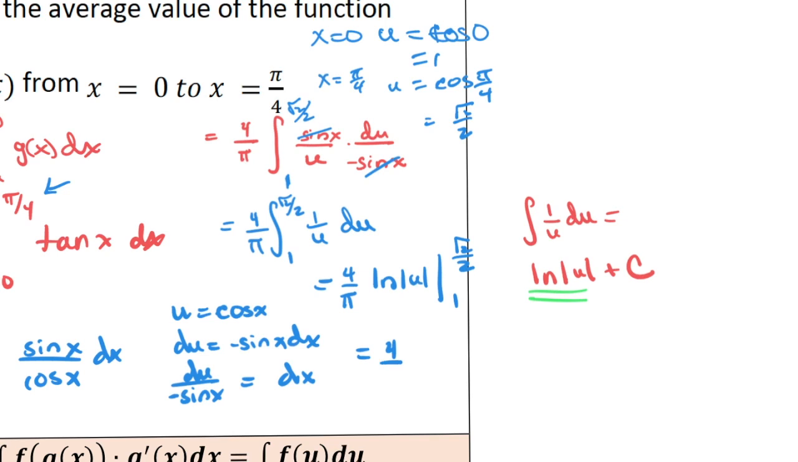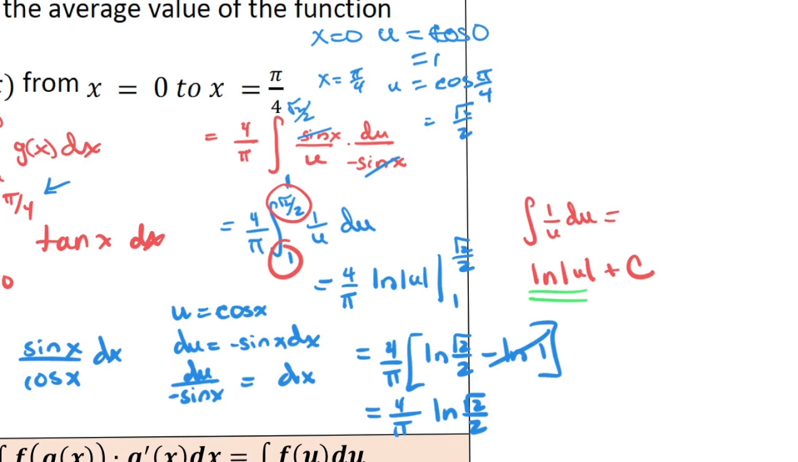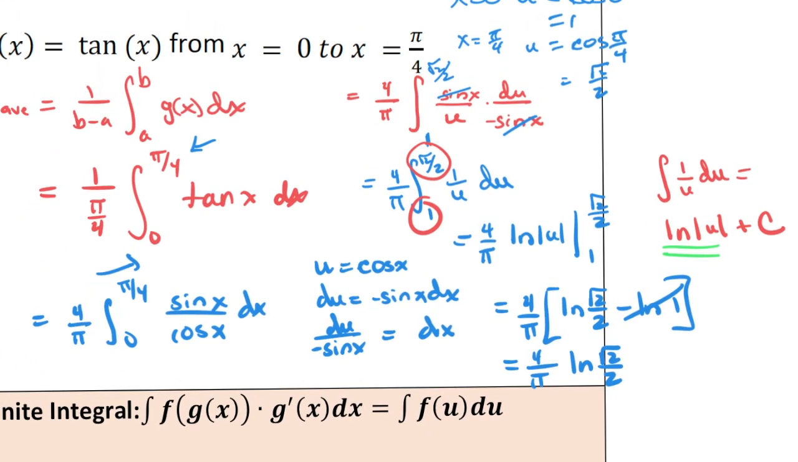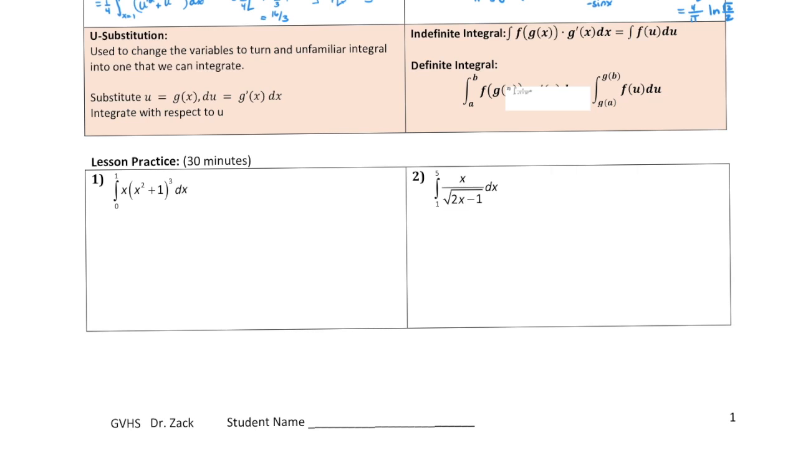When we substitute, we're going to end up with natural log root 2 over 2 minus the natural log of 1, which of course is 0. So for this problem, there's a lot going on, but I chose to demonstrate substituting the x value to use u's at the end. Now it's time for you to practice. So give questions 1 and 2 a chance, as well as the problems on the next page. Afterwards, we'll discuss some of your answers.